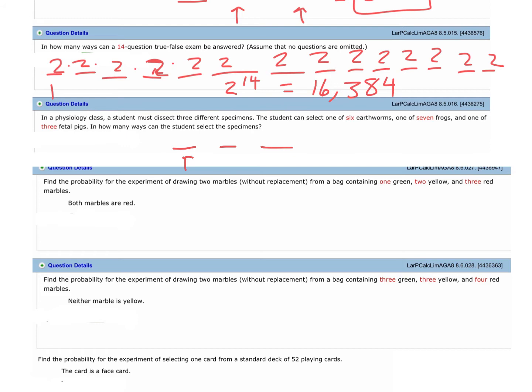6. Because they can select one of 6 earthworms. What goes in our second spot? 7. And then our third spot? 3. 6 times 7 times 3 is 126.